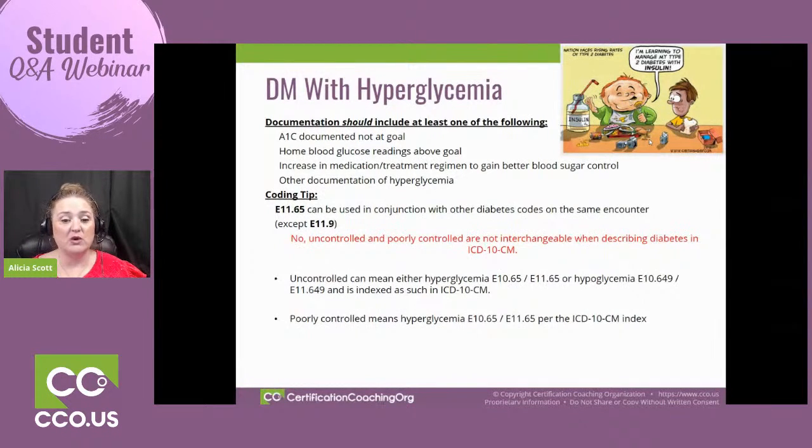But you can have an E11.4, a .2, a .5. All of those signify, everything after the decimal signifies what body system is being affected ultimately.